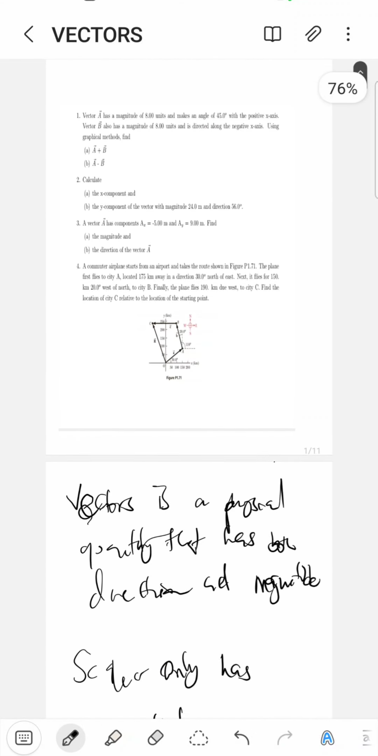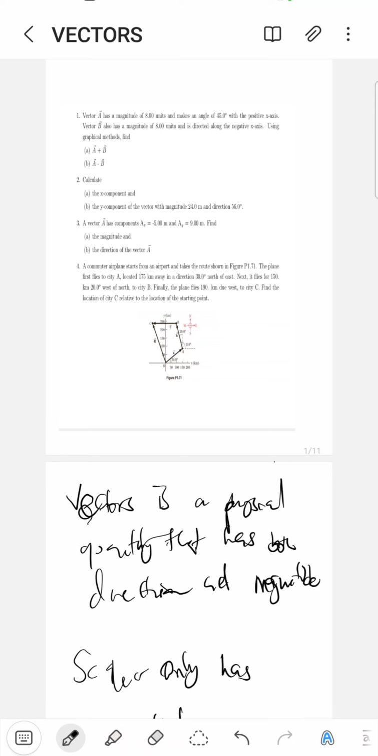Okay, so let's begin with the first example that we have. Vector A has a magnitude of 8 units and makes an angle of 45 degrees with the positive x-axis. Vector B also has a magnitude of 8 units and is directed along the negative axis, using graphical methods.